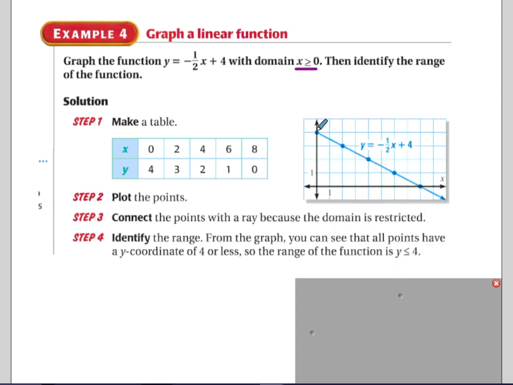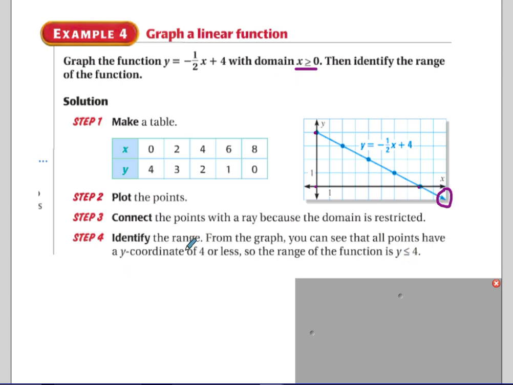I'm going to graph it right here. Now notice that my graph only has an arrow on one side. Because it said that it needed to be larger than 0, it has to end at 0. So you could say that the line goes from (0, 4) all the way down to (8, 0), where it crosses the x-axis.